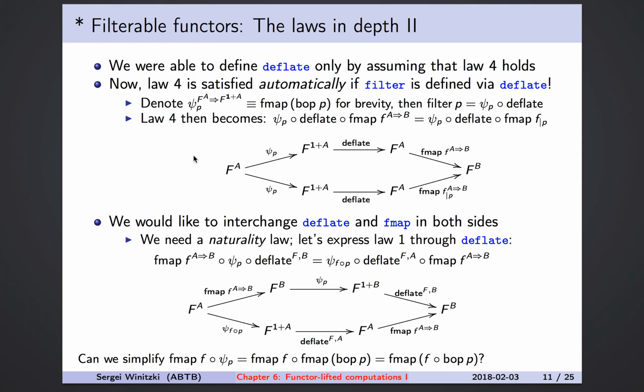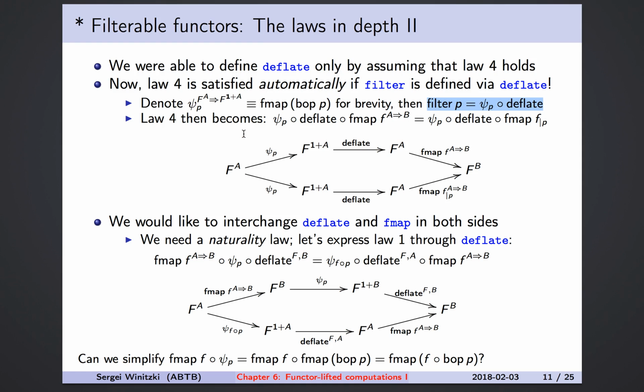We will now derive and mathematically prove that when filter is defined through deflate, law 4 for filter is satisfied automatically. For convenience, we will be using this function a lot, so let's denote this with psi_p. Psi_p is a function that already is applied to the condition p, and its type is this. So this function already encapsulates the filtering functionality. If this value does not pass the condition, then it will be replaced by 1. If it does pass the condition, it will remain here. We can then write filter like this, much shorter.